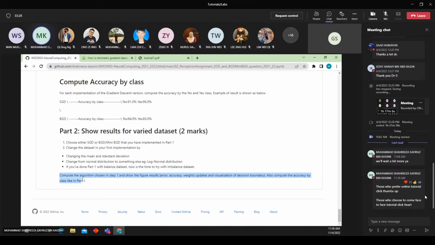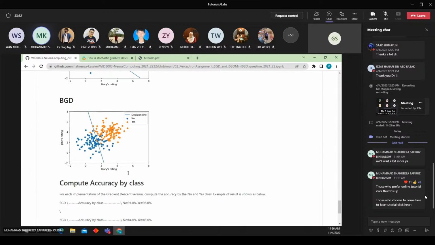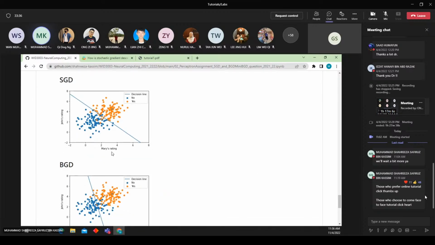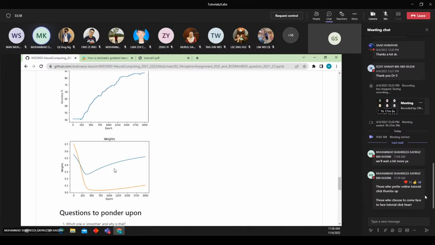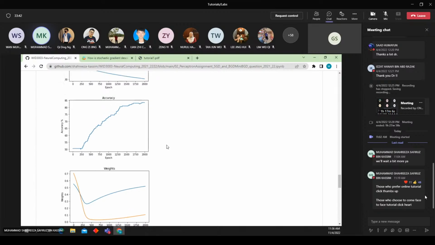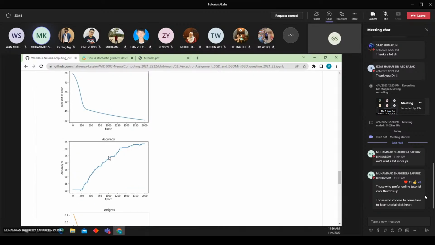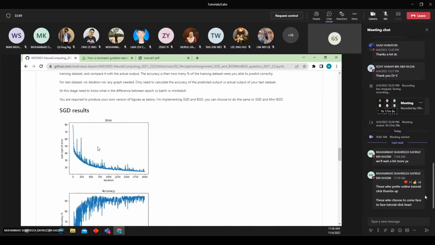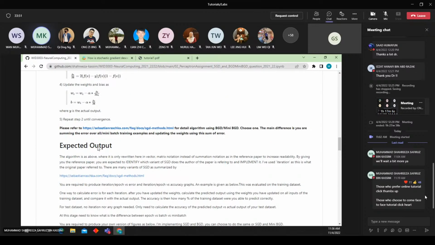The rest is the same as part 1. You should produce the figures like this one: batch gradient descent, stochastic gradient descent, how the weights change according to the epochs or the iterations, how the accuracy changes, and how the sum of squared error changes. So do we have any questions?